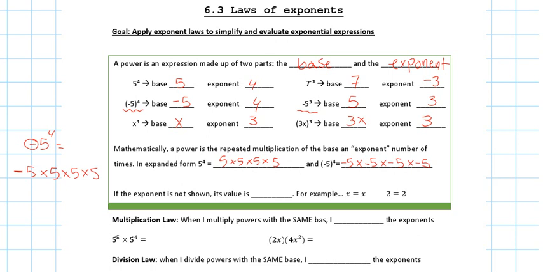Are we good with that? So you see the difference between this notation and this notation, the negative 5 in brackets. You see the difference? Okay, you're saying if it's not in bracket, right? Yes. Okay.